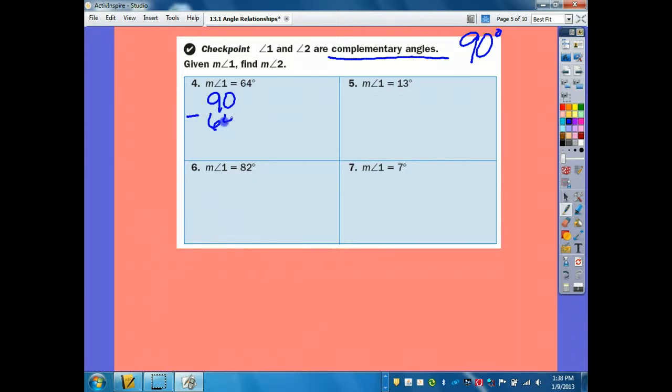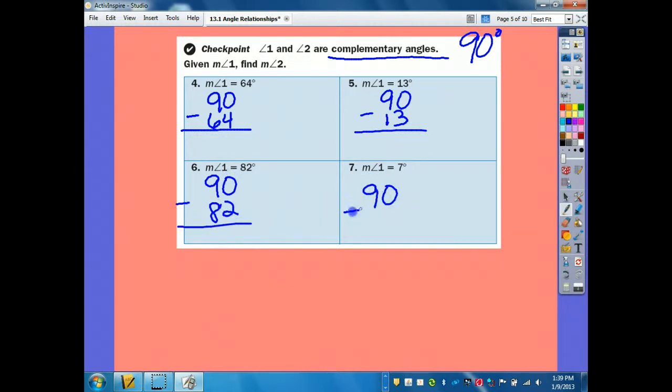90 minus 64. 90 minus 13. 90 minus 82. And 90 minus 7. So you need to find the complementary angle to 64. What is the complementary angle to 64? You subtract it and you would get 26 degrees. That is the complementary angle, right?